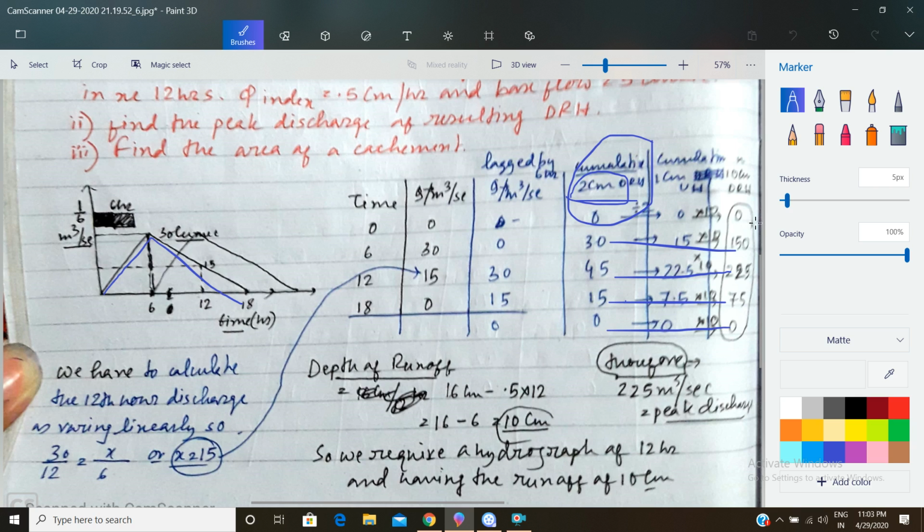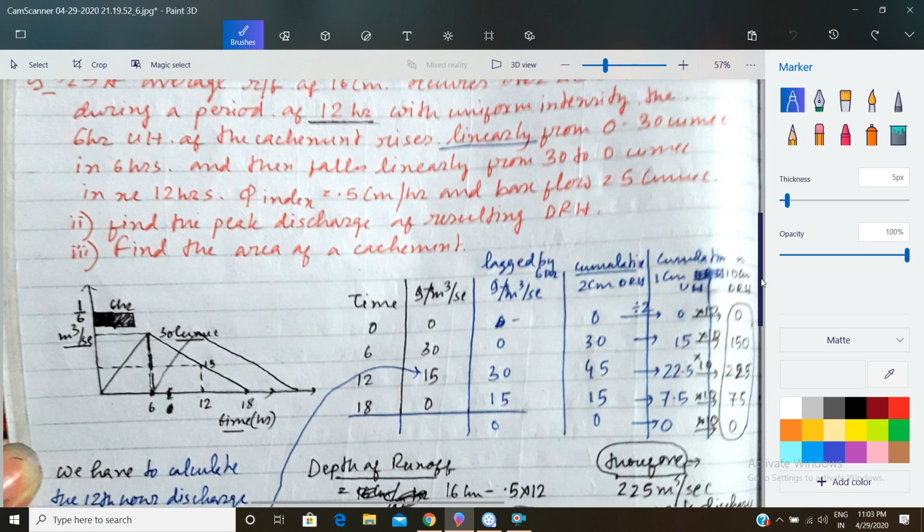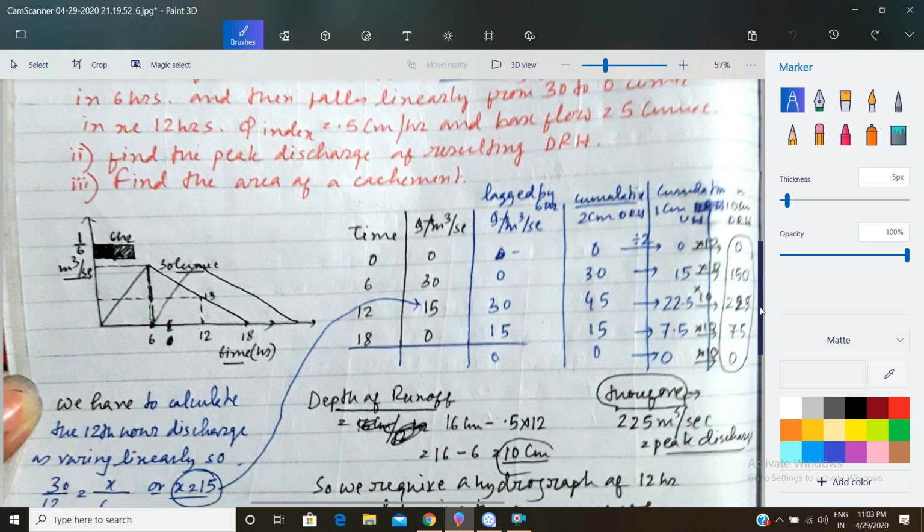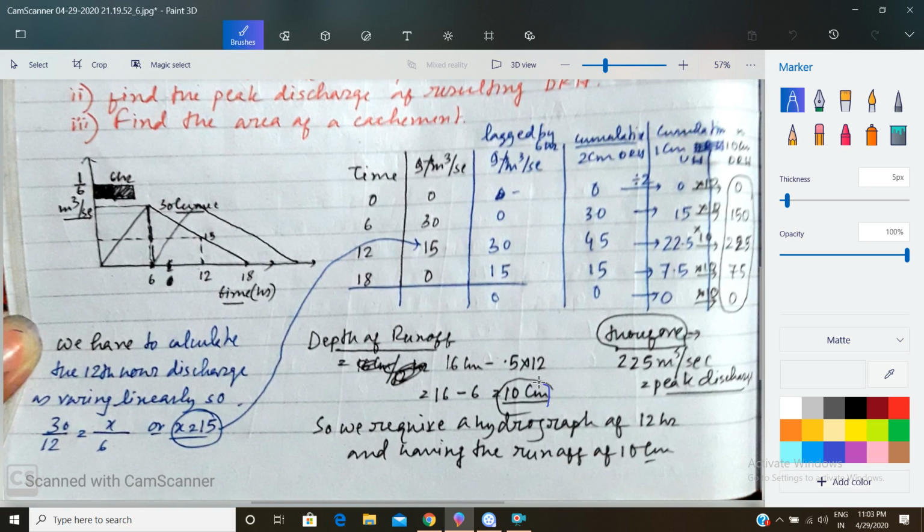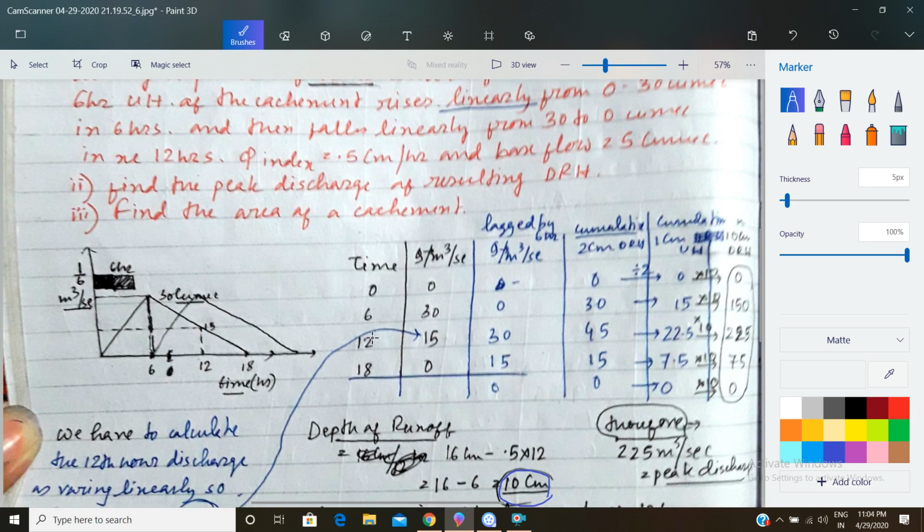Okay, how I calculated this, I am repeating another time. We need a DRH. See what is in the question: find the peak discharge of the resulting DRH. What was the resulting DRH? The DRH resulted from a precipitation of 10 centimeter. So we need a 10 centimeter precipitation DRH. Adding the two unit hydrographs, we were getting the 2 centimeter DRH. If we divide this by 2, then we are getting a 12-hour duration unit hydrograph, meaning 12-hour duration precipitation with a depth of precipitation equal to 1 centimeter. Then if we multiply this by 10, we are getting the same one.